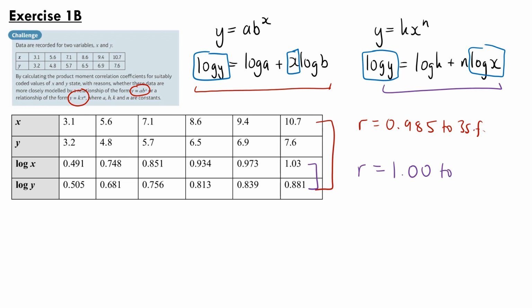So clearly, the most appropriate model is this one. y equals kx to the power of n is going to be more suitable, as the PMCC is closer to 1, or is 1 to 3 sig fig. That suggests a closer linear fit for log of y and log of x. So y equals kx to the power of n is our answer.